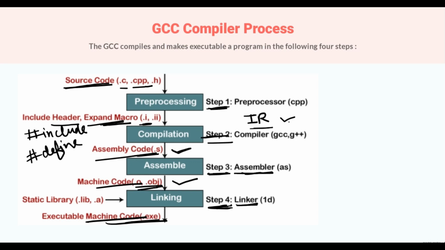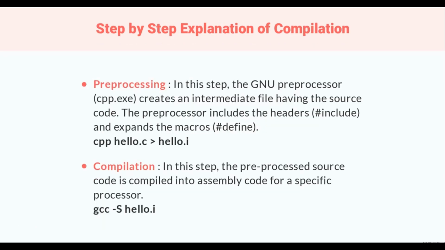Now the question is what it will be linking. This machine code will link with the static library. So till here, after processing all these four major steps, we will be getting the executable file, that is .exe file. Now definitely we can run it. Okay, now let's move forward.